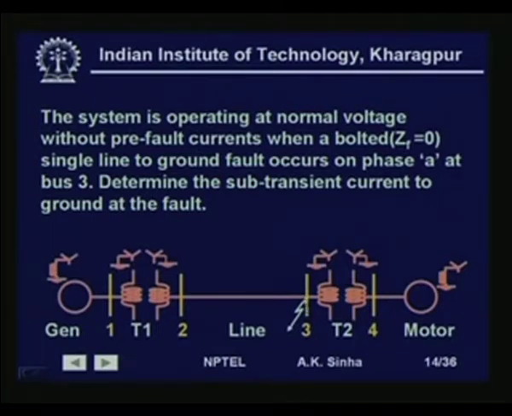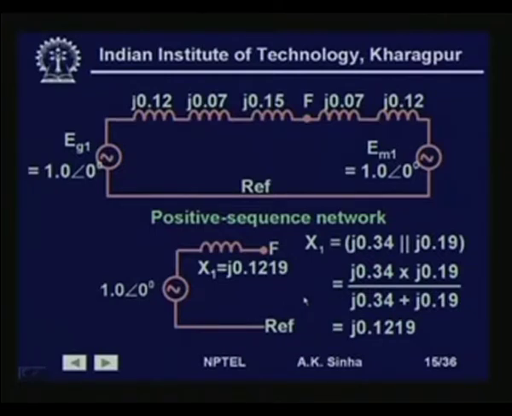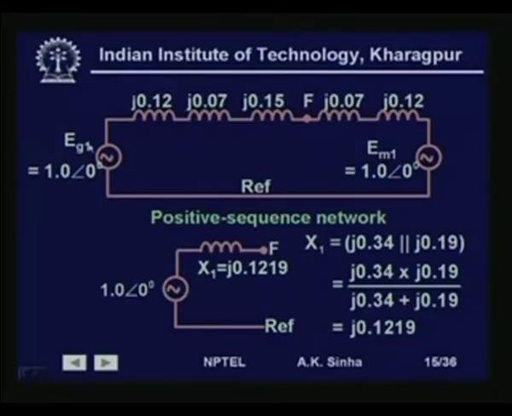Now the problem says a fault occurs on bus 3 on phase A, that single line to ground fault is occurring at this point. We need to find out the fault current. First, we need to create the positive, negative and zero sequence networks for the system and find the reduced network at the fault point. If we take the positive sequence network, we assume the normal voltage, which is 1 per unit for the generator, and the same for the motor.